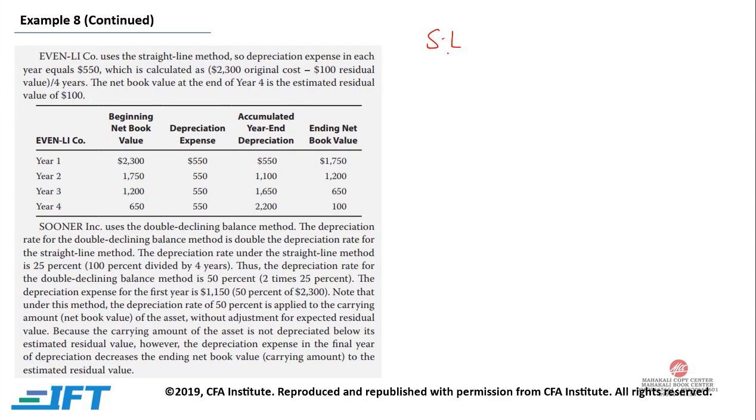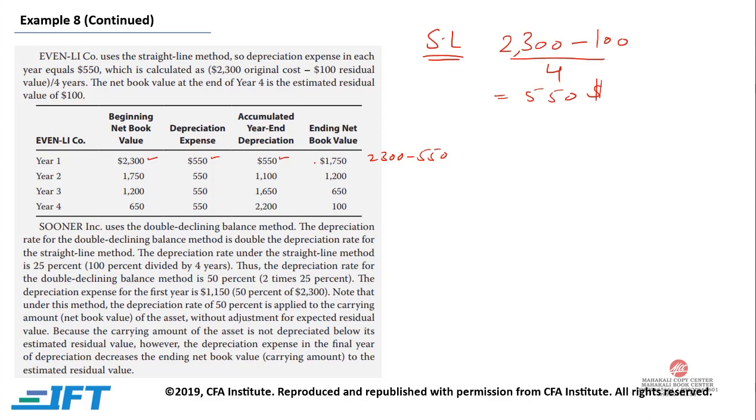Now for Evenly, that follows the straight line depreciation method. So the box is 2,300, residual value is 100, so we subtract residual value and divide this by the number of years, so we get $550. So each year $550 would be deducted from the box machine. So 2,300 is the beginning net book value, depreciation is 550. In year 1 accumulated depreciation would be 550 and net book value would be 1750, that is 2,300 minus 550, that gives you 1750.